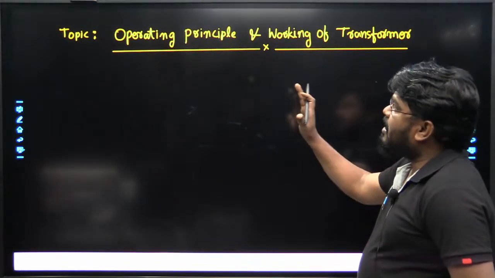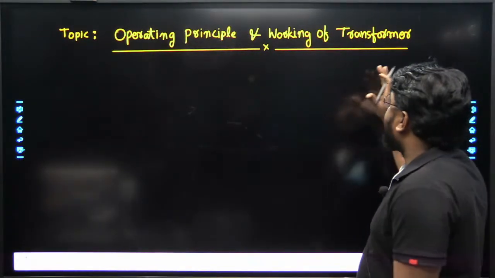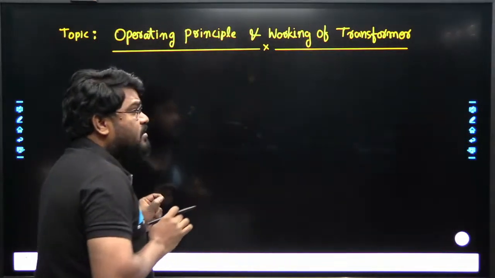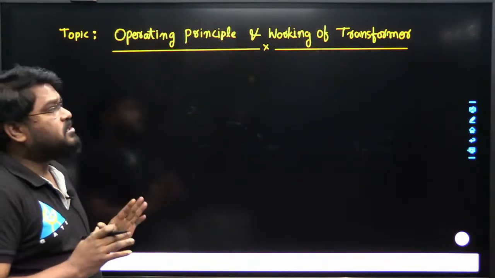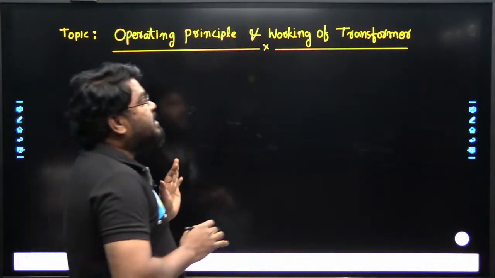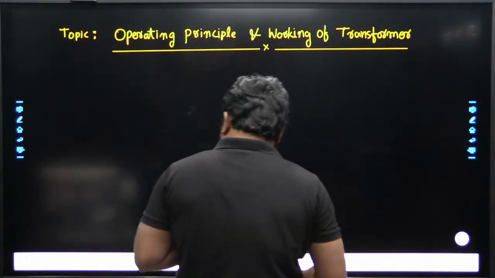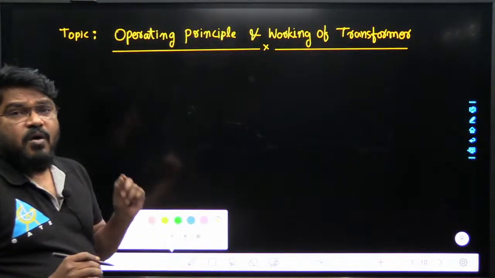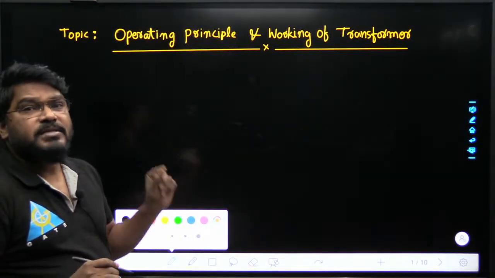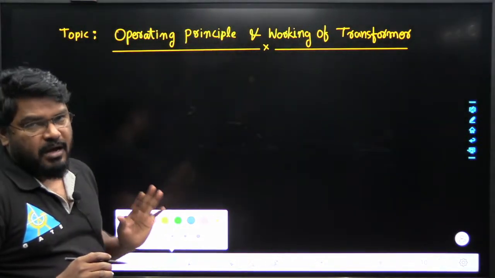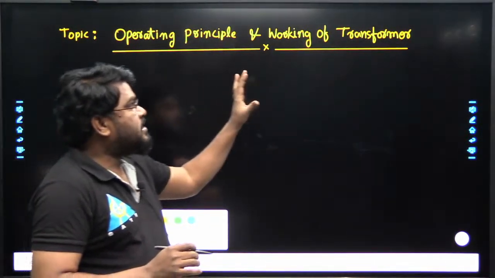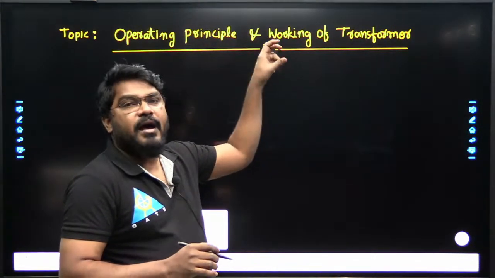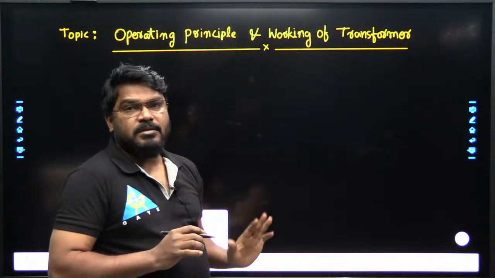That is the operating principle and working of the transformer. What is the operating principle of the transformer, and what is the meaning of working of the transformer? Working, in the sense, is how EMF is induced in the transformer windings. Is my point clear to all of you? Working means how EMF is induced in the primary winding as well as the secondary winding of the transformer.